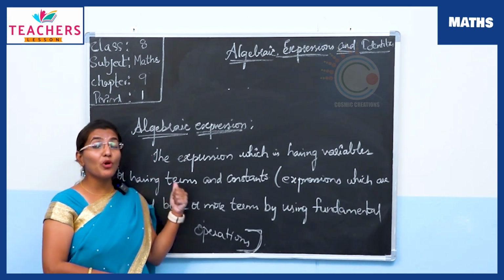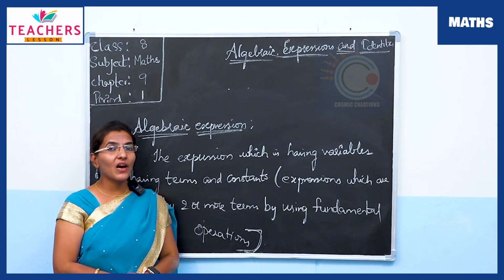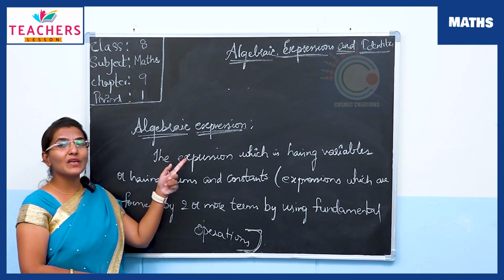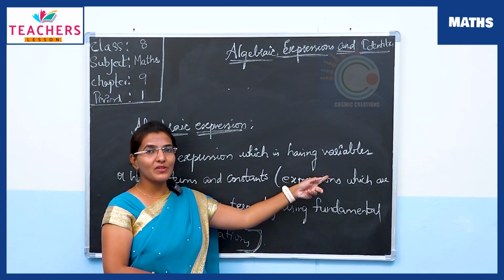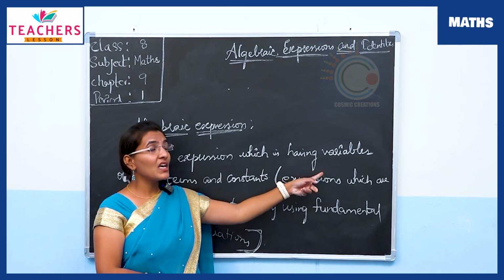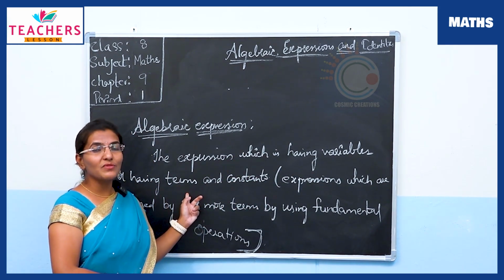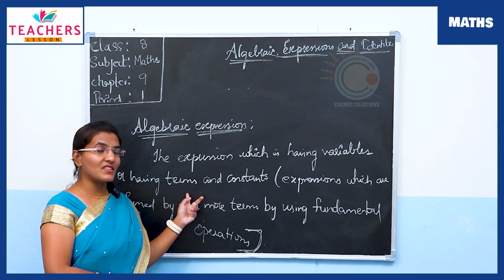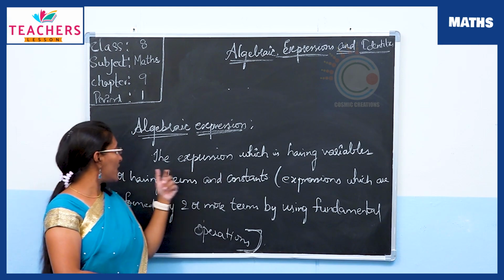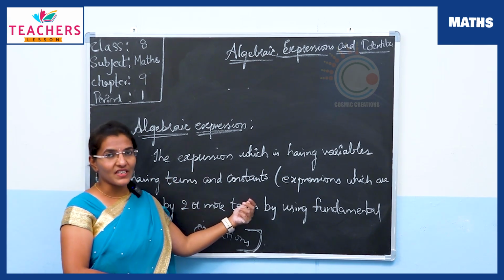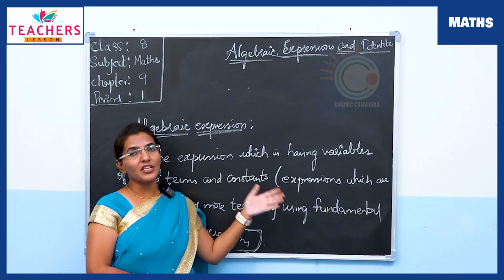So this is the important definition of what? Yes, the algebraic expression. So students, repeat it. What is an algebraic expression? The expression which is having variables. Variables are nothing but x, y, z, we all know. The expression which is having variables and terms. Terms are what? A combination of variables and constants, right? Expressions having variables, terms and constants in combination are said to be algebraic expressions.